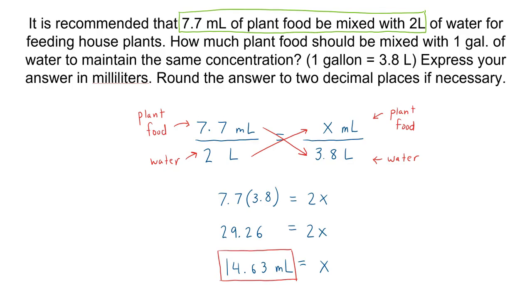So to maintain the recommended concentration of plant food to water, we would need to mix 14.63 milliliters of plant food with 3.8 liters, or 1 gallon, of water.